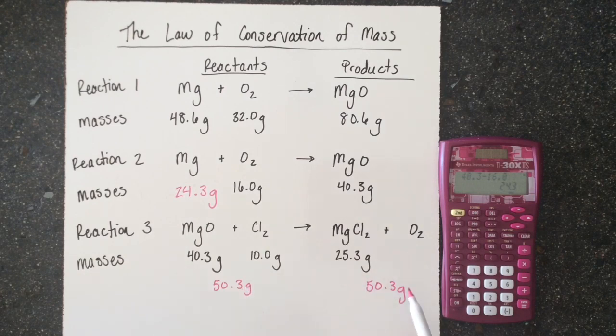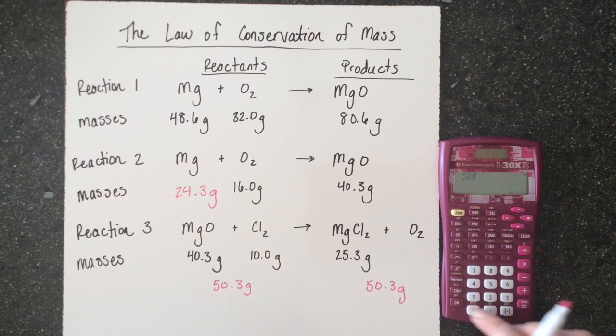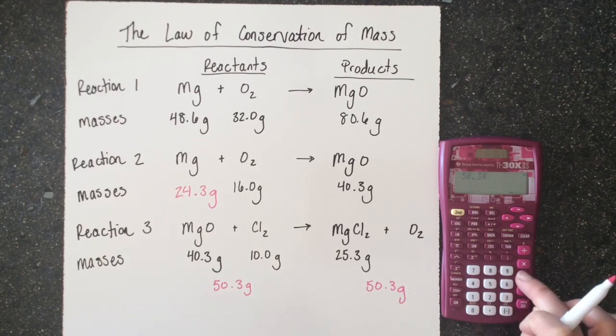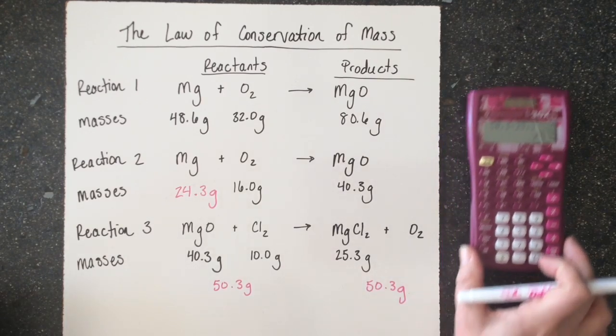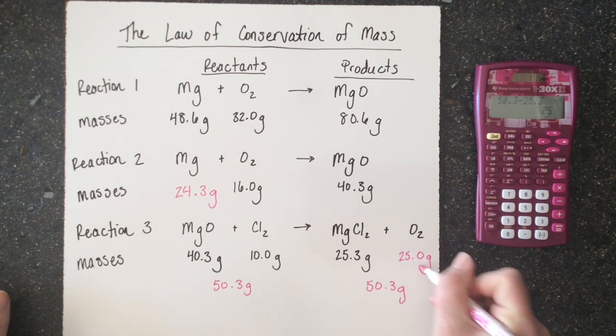If that's the case, that means of the 50.3 grams, 25.3 belong to the magnesium chloride, which would mean the remainder is for the oxygen. So let's take our total amount we know we need, 50.3, subtract what we already have, which is the magnesium chloride, and that's going to get us the amount of oxygen we have, which comes out to be 25.0 grams with significant figures.